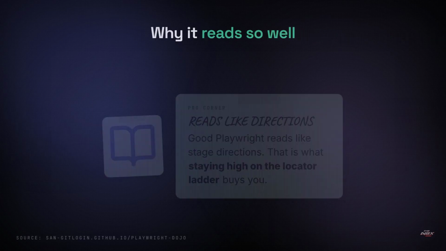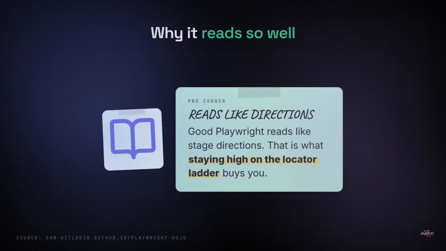Pro corner, and it is a callback. That script reads like English because every line of it stays high on the locator ladder from last episode. Roles and labels read like a person. CSS never does.